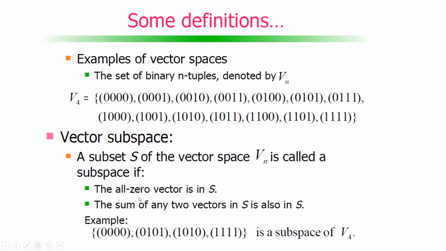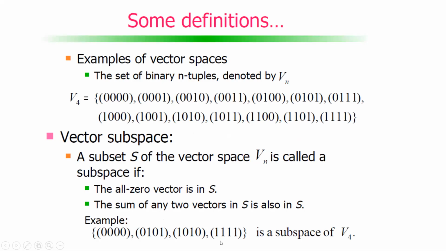Now, I can call a space a subspace of the vector space. The vector space contains all the possible combinations, but I will define a subspace. What should be the characteristics of the subspace? It should include the all zero vector, that is number one. The sum of any two vectors in S, that is the subspace, is also in S. For example, this is a case of a subspace.